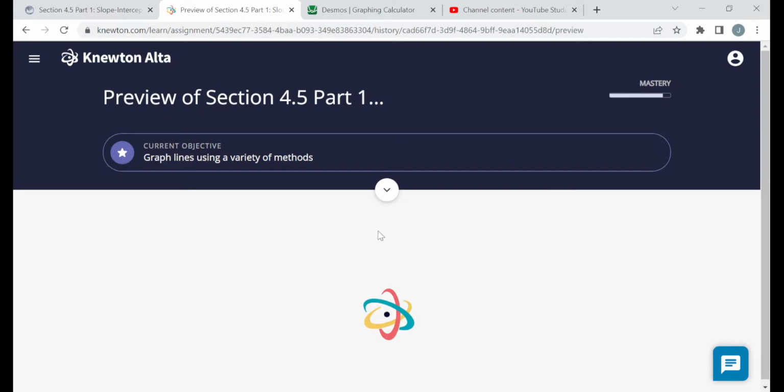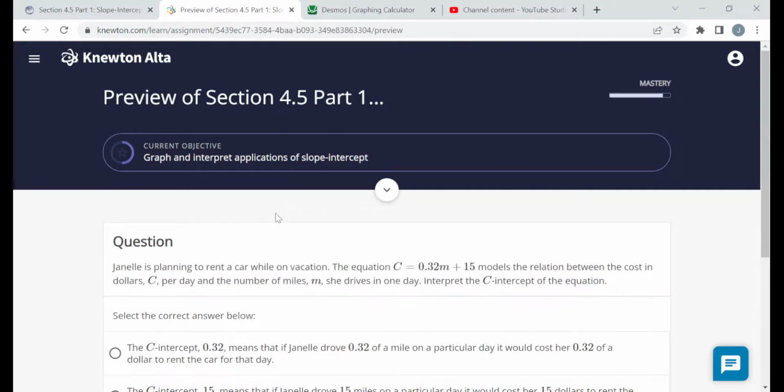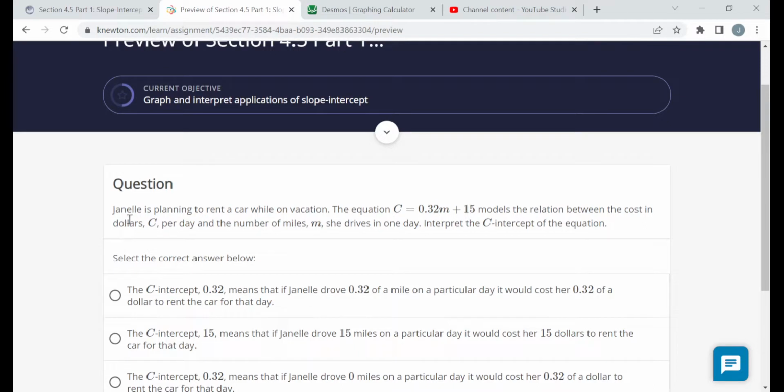Alright, and then finally we have that one with the applications of slope. Alright, so here Janelle is planning to rent a car while on vacation. The equation c equals 0.32 m, so 0.32 would be the slope here, plus 15, that 0, 15 would be the y-intercept, or the c-intercept here. Instead of x we have m, and instead of y we have c. Models the relation between the cost in dollars, c, per day, and the number of miles m she drives in one day. What would be the c-intercept?